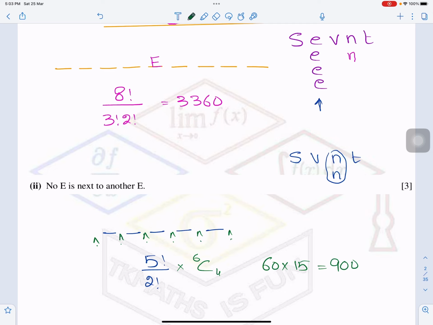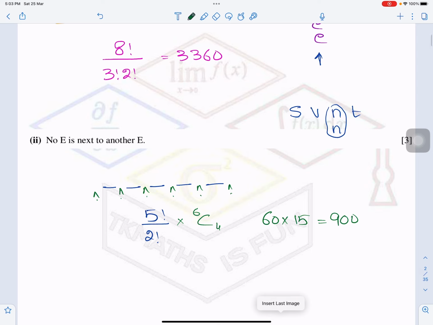By the way, if instead of 6C4 anybody wants to write 6P4, then they have to divide it by 4 factorial. Why? Because there are identical things, which are the E's. So then you will divide it by 4 factorial. When you take C, it means you are not considering the order. But when you take P, it means you are considering the order. Okay, so now let's see the next part.